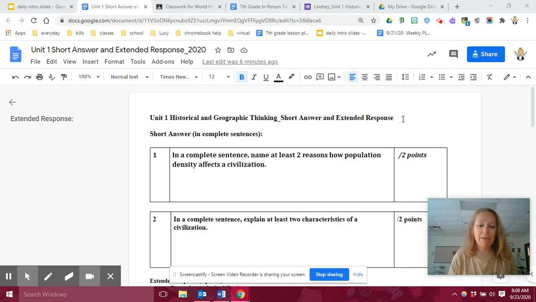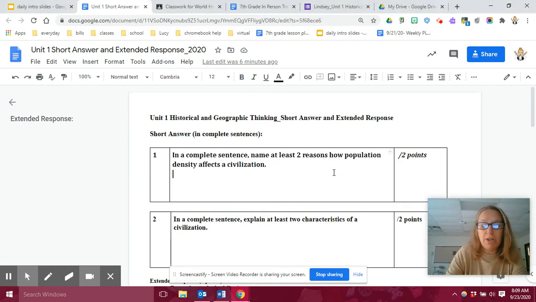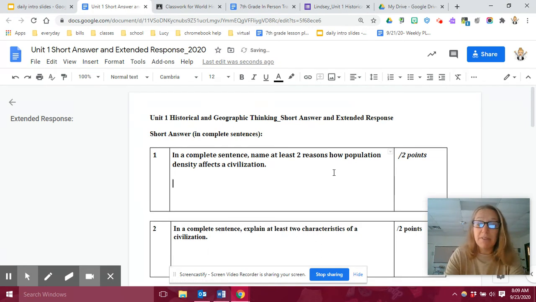All right, guys, so I'm going to walk you through doing the short answer and extended response. First of all, we have our two short answers. We'll do number one. In a complete sentence, name at least two reasons how population density affects a civilization. Remember, for our short answer, we want to make sure that we are still using a complete sentence, right?